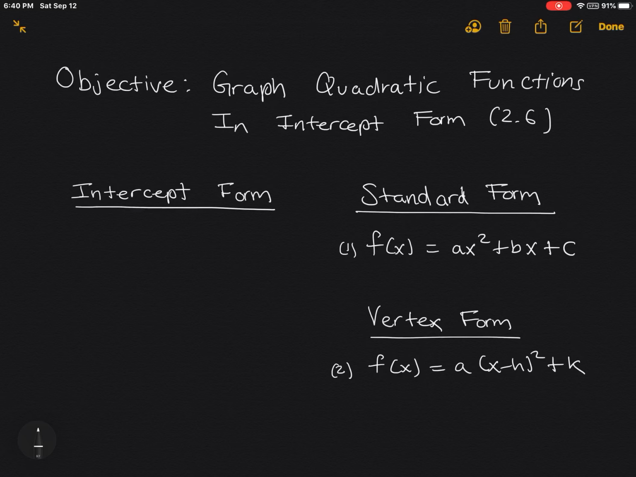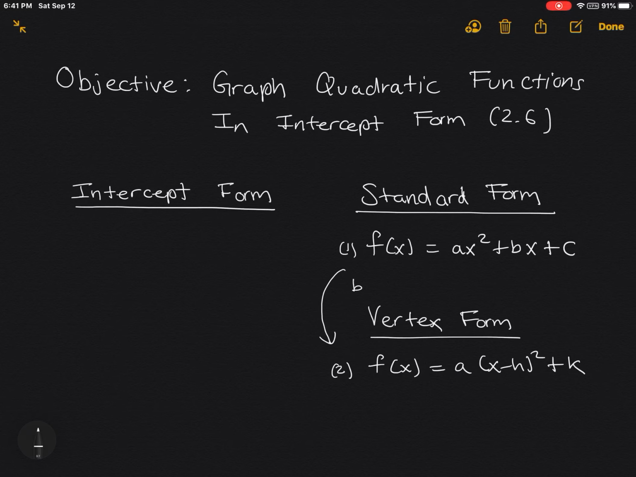All right, so we're going to continue on in section 2.6, and we're going to graph quadratic functions in intercept form. So far you studied standard form and you studied vertex form, right? And you know that there's different vertex formulas, right? I mean, the vertex formula for standard form is x is equal to negative b over 2a. Vertex form is convenient because you can just read it, right? The vertex is just h comma k.